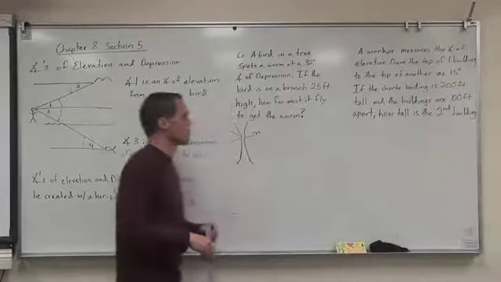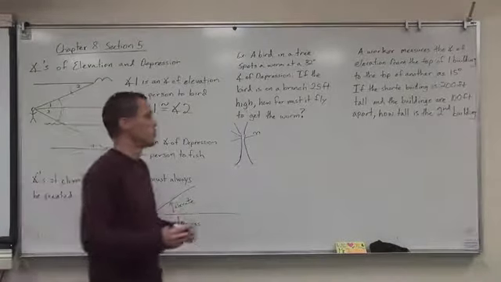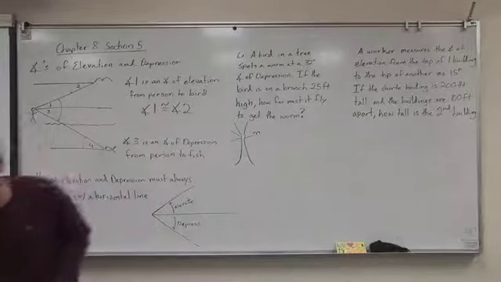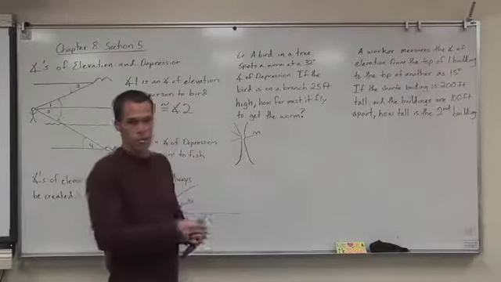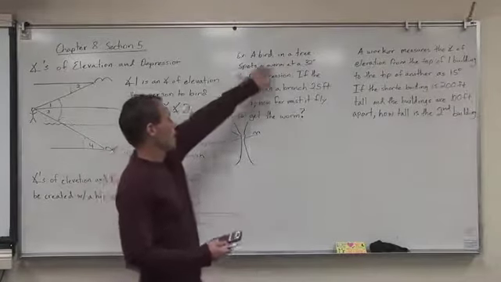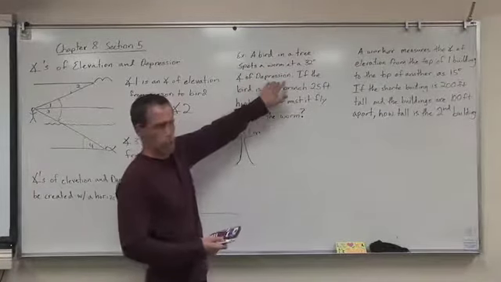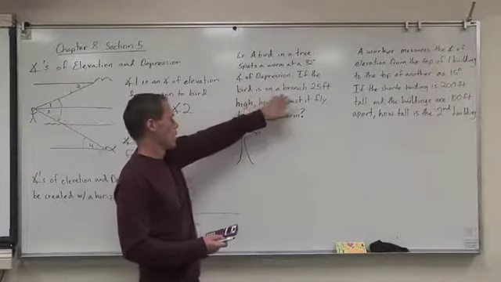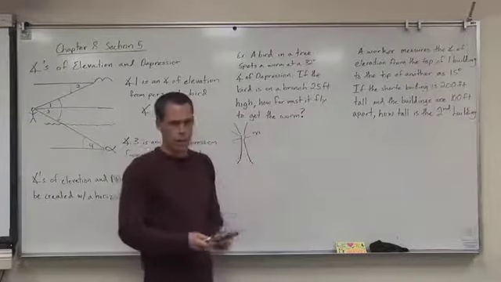Let's take a look at how this works in certain problems and in the context of what we're going to do with this unit. So we're going to want to have our calculator and we're going to want to have paper to draw these pictures on. So, a bird in a tree spots a worm at a 32-degree angle of depression. If the bird is on a branch 25 feet high, how far must it fly to get the worm?